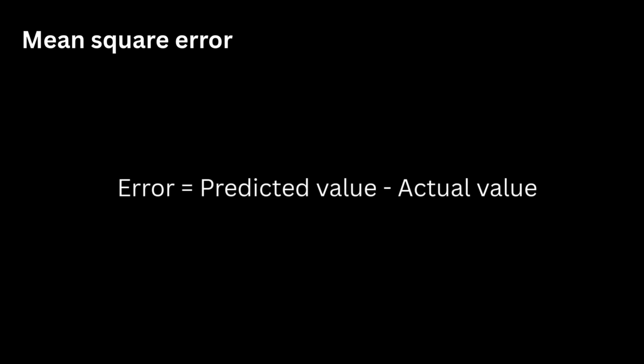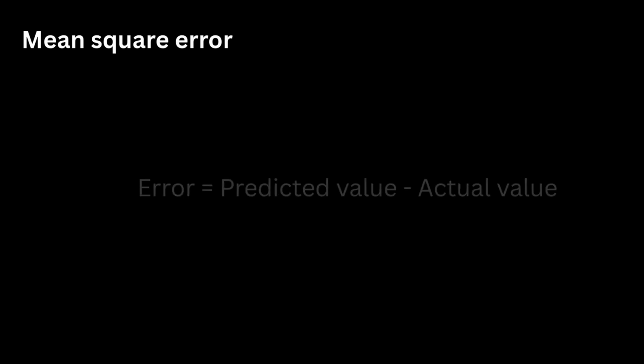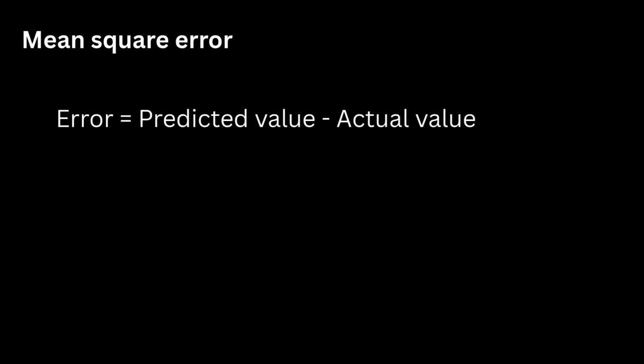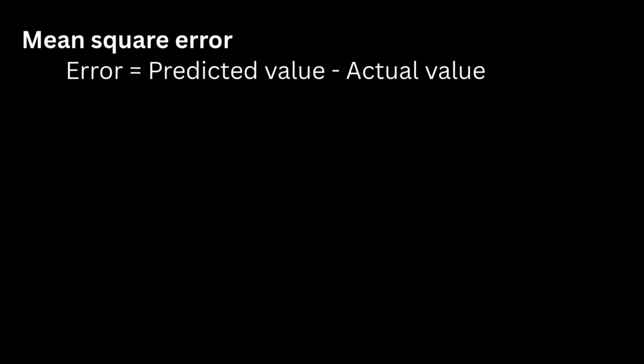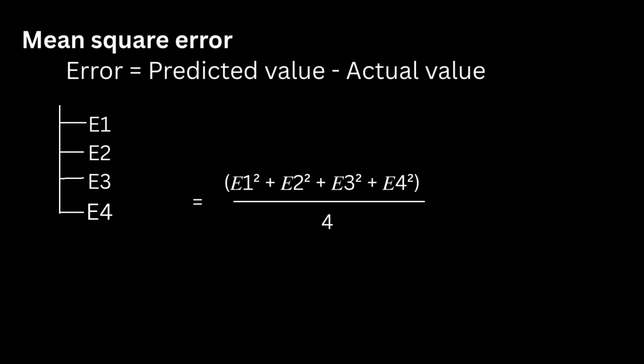So mean square error. Before that, let's talk about the error. Error is nothing but the difference between predicted value and actual value. So we consider the predicted value and compare it with the actual value, and that will be the error. So when it comes to the formula, let's consider four such errors: E1, E2, E3, and E4, and the equation is given by E1 square plus E2 square plus E3 square plus E4 square divided by 4.